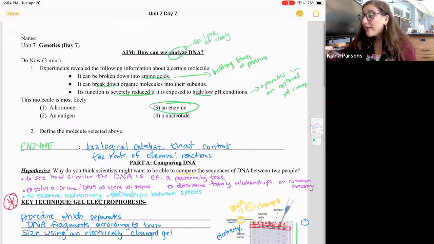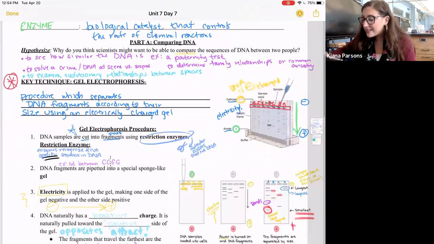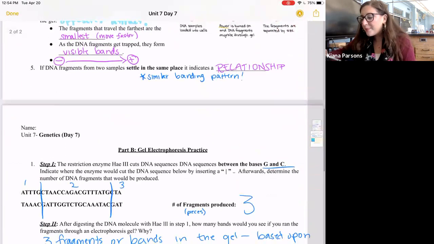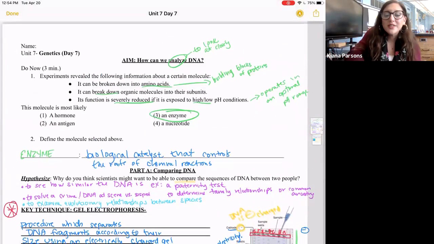Today's aim was how can we analyze DNA, and we examined the process of gel electrophoresis, which starts with a restriction enzyme and ends with looking at the DNA banding patterns. So I hope you learned something there.